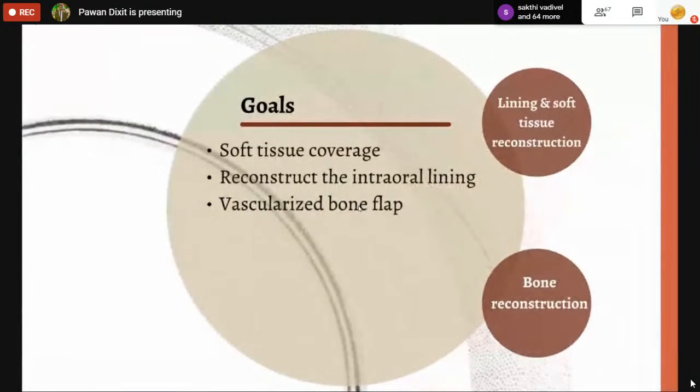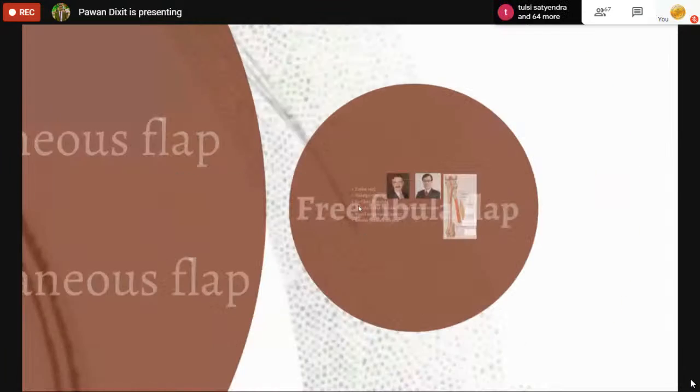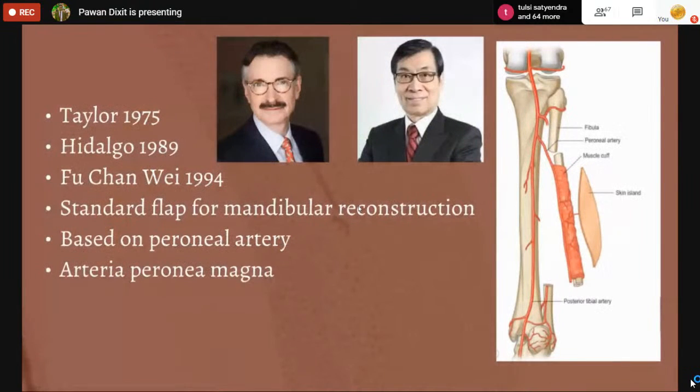For bony reconstruction in the head and neck region, there are multiple flaps like the free fibula flap, circumflex iliac osteocutaneous flap, scapular osteomusculocutaneous flap, and radius with radial forearm flap. But the free fibula flap has become the standard of choice for mandibular reconstruction because it is a bicortical bone flap. This flap was initially described by Taylor in 1975 as a bone-only flap, but it became popular after Hidalgo reported it in 1989 for reconstruction of 12 mandibles.